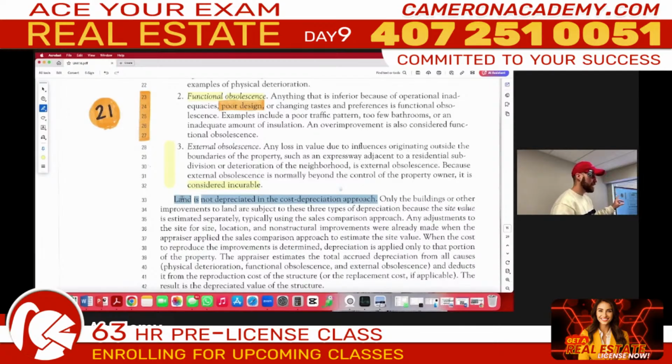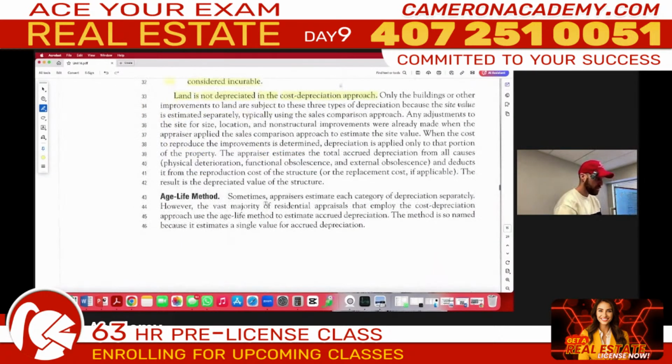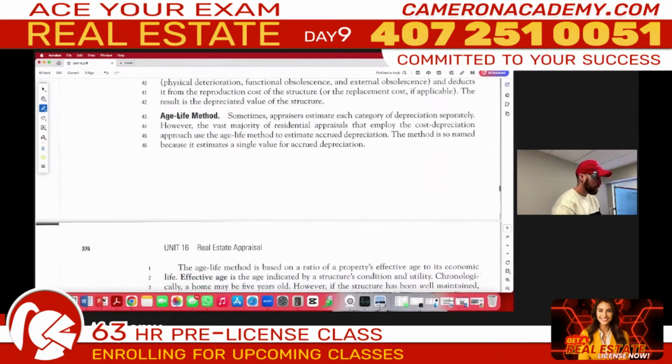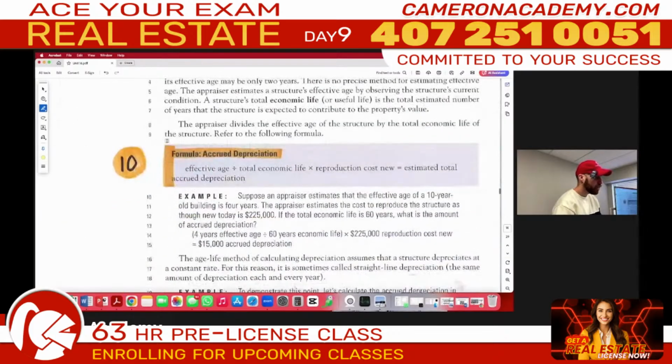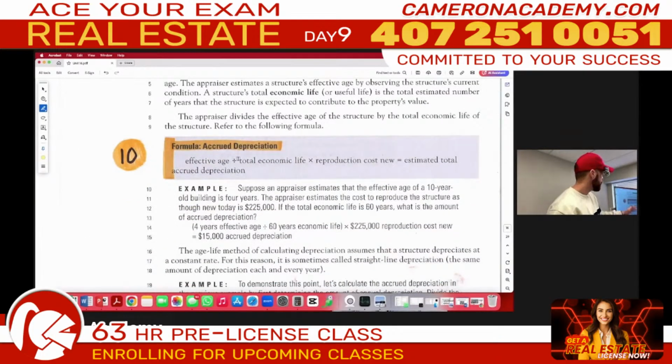We learned this in Unit 18. Line 33. What does it say? Land is not what? You're not allowed to use land in a depreciation calculation. Land is excluded. We know why, right? Depreciation is calculated on the structure, not the land. Remember this because we're going to see how it works. And we're going to learn about something called the AIDS life method to calculate accrued depreciation. And you're going to be tested on accrued depreciation. Class exam question.